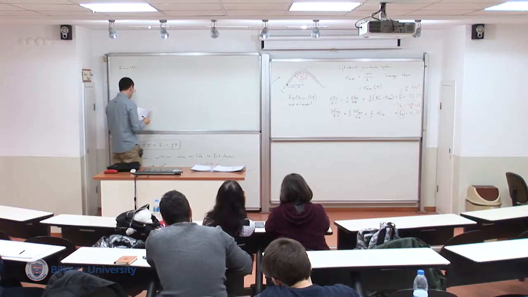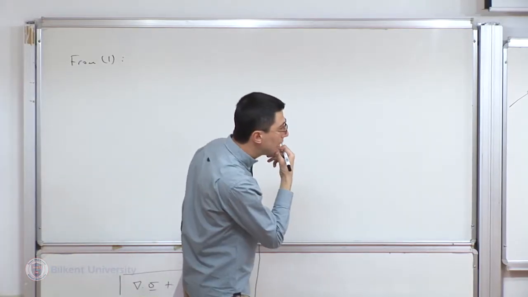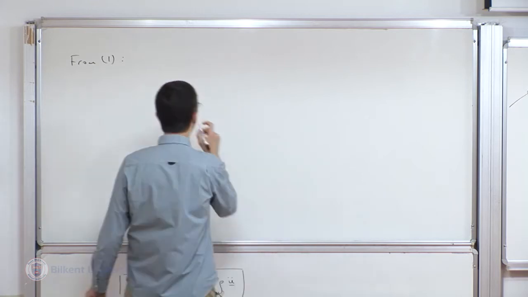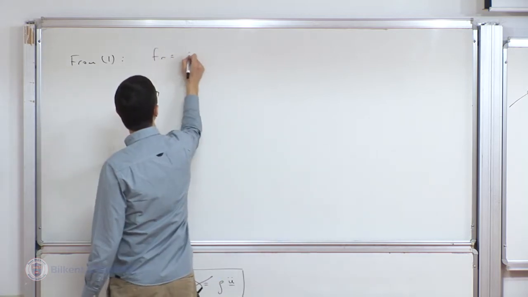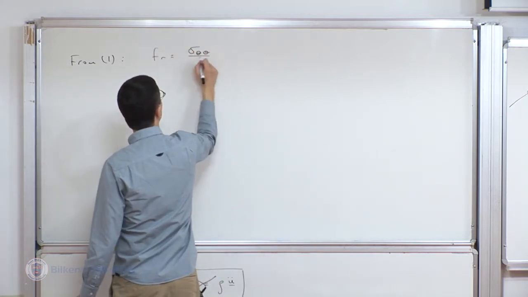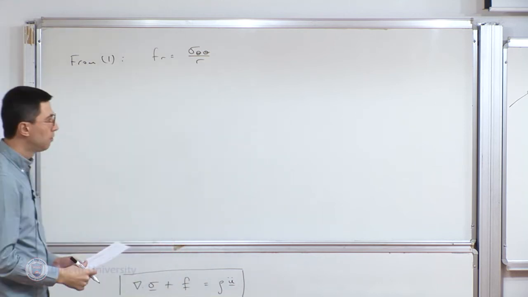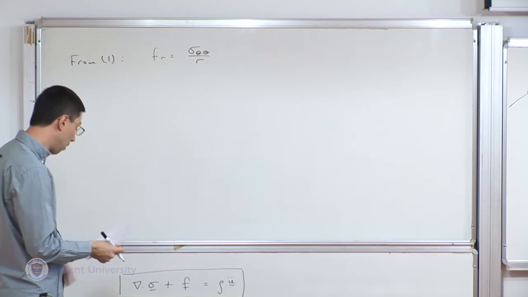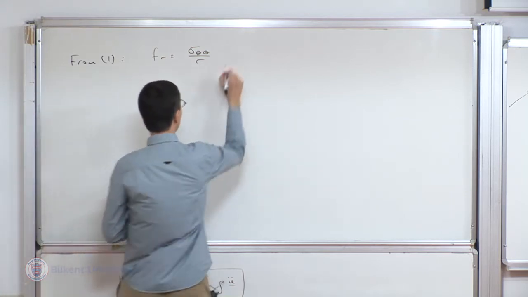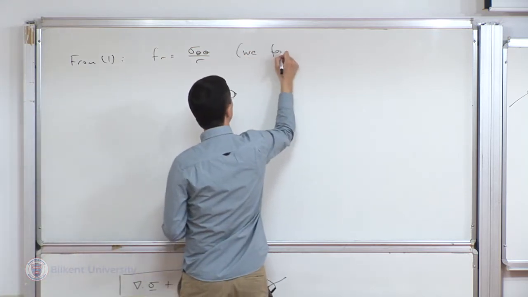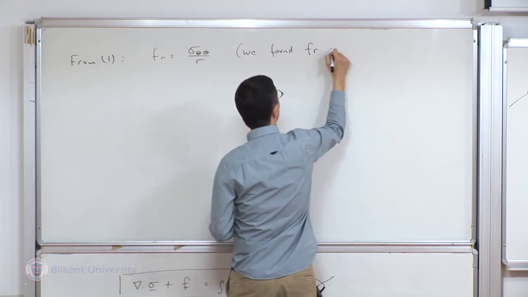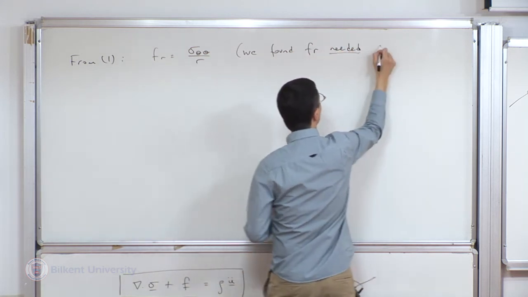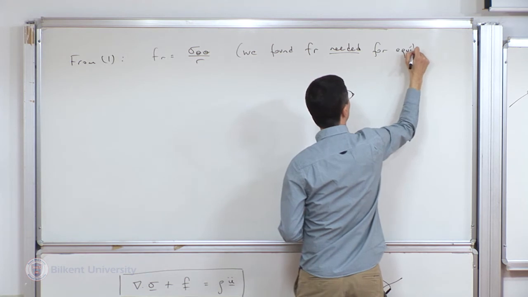The first equation is pretty straightforward. Everything is almost zero. FR is equal to sigma theta theta over R. That's what we find. It's not a given. We find it from equilibrium. So we found FR needed for equilibrium.